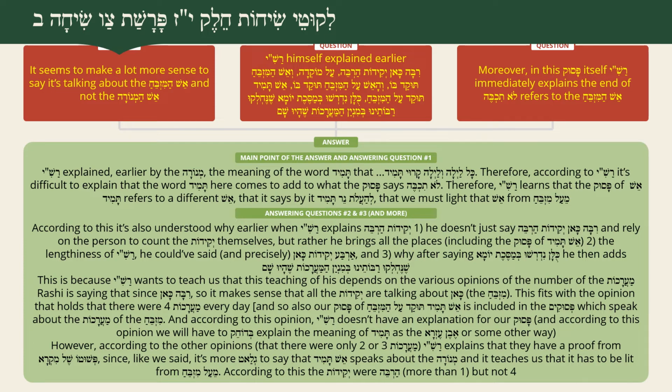And that's why in the previous Rashi he brings all the psukim, including our pasuk, because that opinion holds that also our pasuk is talking about the mizbeach. And that's also why he doesn't say Arbe Yekidus Kan. He wants to bring all the psukim.